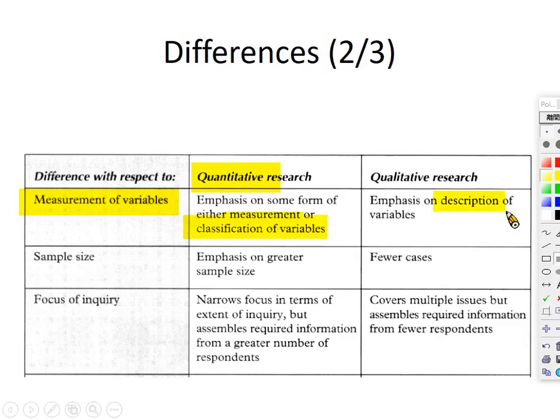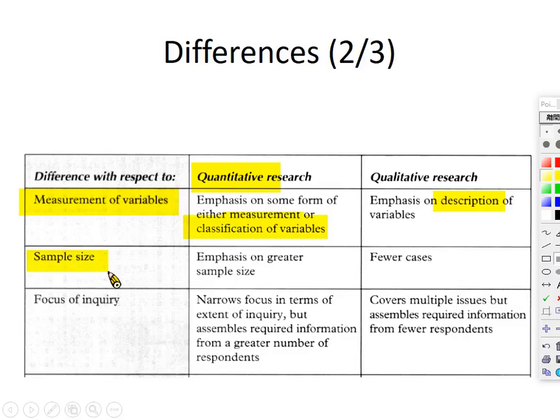We describe how we have observed and what is happening, or what is the story that the interviewee wants to tell you. So we try to describe. It's a kind of different emphasis. For quantitative research, the measurement is about how to measure the numbers. But for qualitative research, it is to measure the description, to describe.